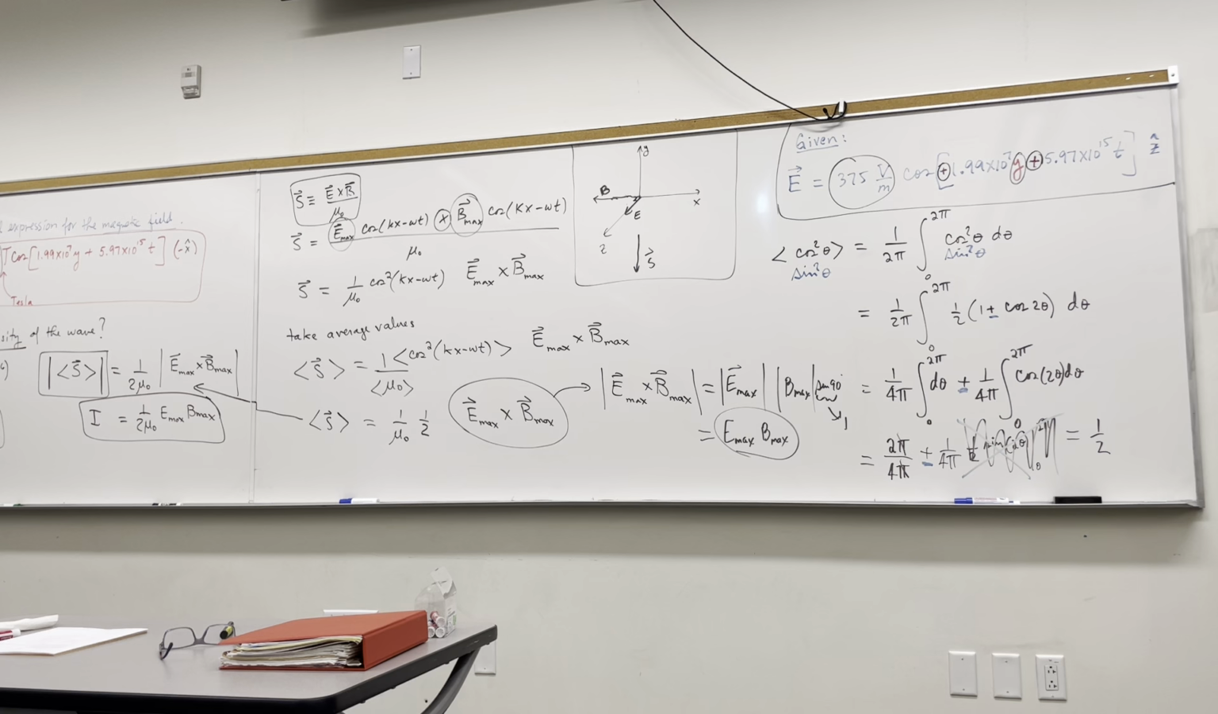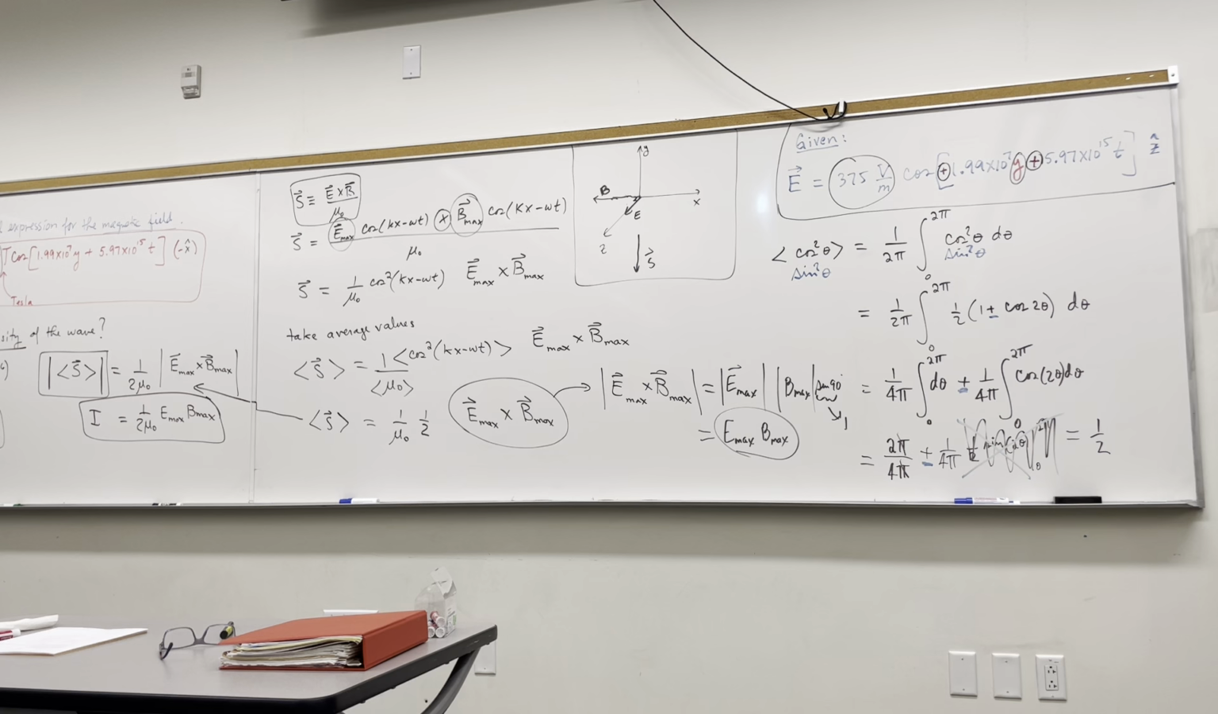Now, if you decided to write this as a sine function instead of a cosine, what would be different? Well, if you had a sine square of theta, you would have a minus, but it's still a cosine of 2 theta. So this would be a minus, but it doesn't matter because all of this is 0. So you still get a 1/2. The average value of the sine square of theta is 1/2. The average value of the cosine square of theta is 1/2. So therefore, the average value of this cosine square is 1/2.